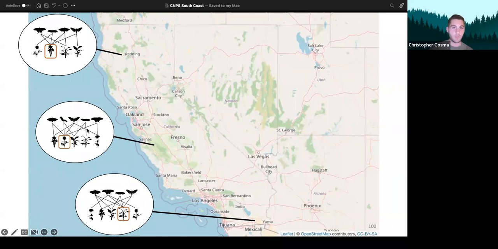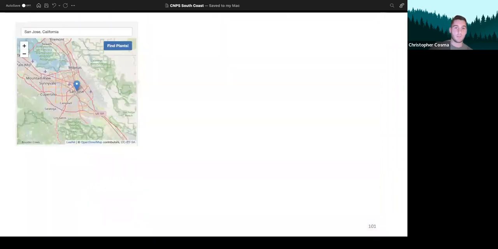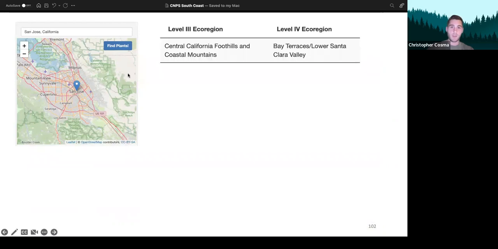Anywhere you live in the state, this app will show you your local interaction networks. Just to show you how it works in the app real quick, the first thing you'll do is enter your address. It has to be in California, or you can find it on the map and click on it. The first thing the app is going to do is tell you which ecoregion you are in. We have both our level 3 ecoregion, which are our larger, broader ecoregions. San Jose is in the Central California foothills and coastal mountains ecoregion. It's also going to tell you a more highly resolved ecoregion, our level 4 ecoregions.